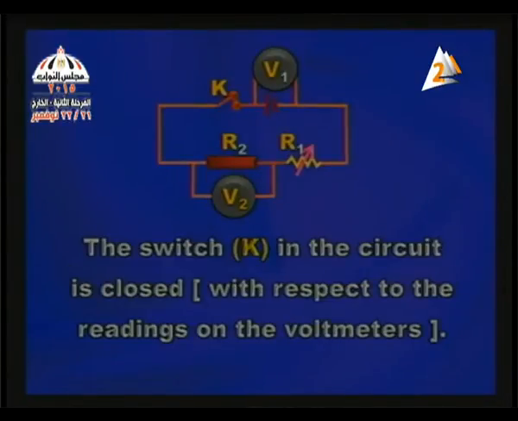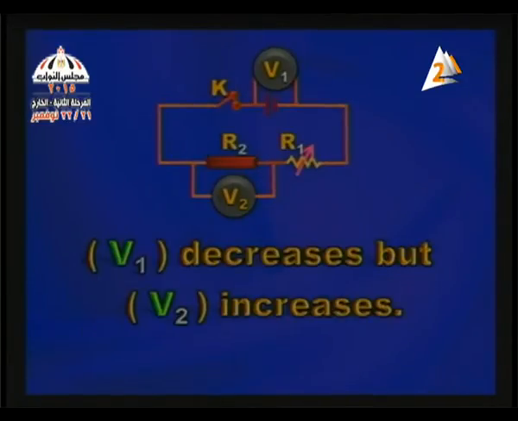V1 was maximum, equal to V battery. But when it was open, V2 was equal to 0, since V2 equals the current times R2, and no current flows as the circuit is broken. So V2 was 0, V1 was equal to VB. When closing, what would happen? V1 decreases, but V2 increases. V1, instead of being V battery, will be just an external voltage. V2 was 0, but now it has got a value, so it will increase.